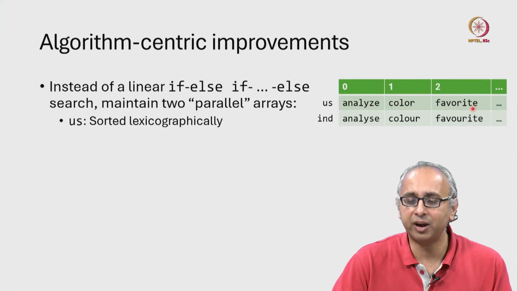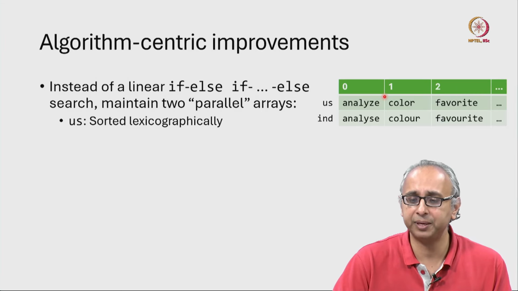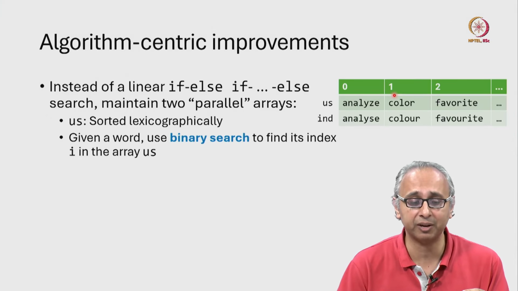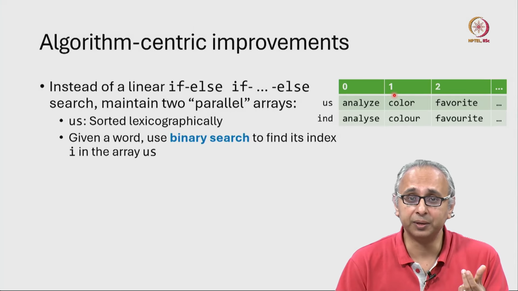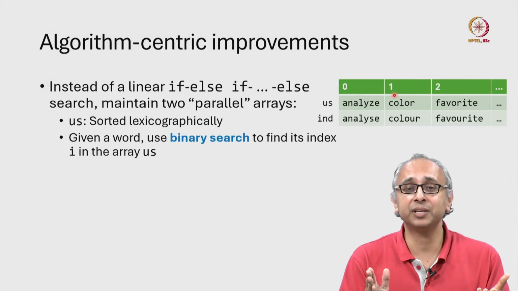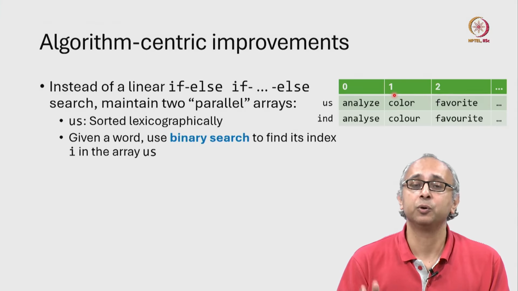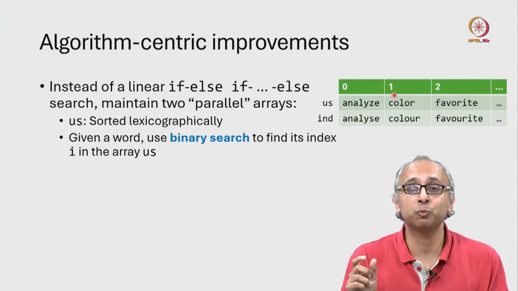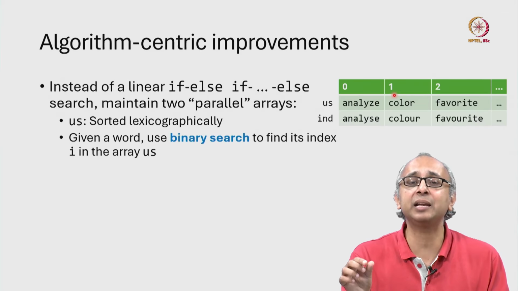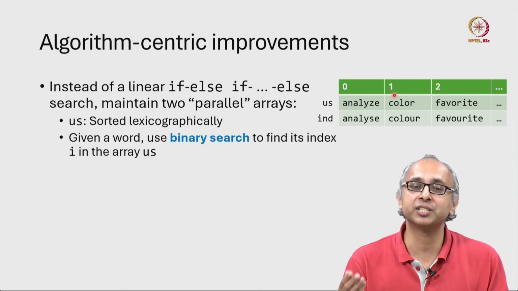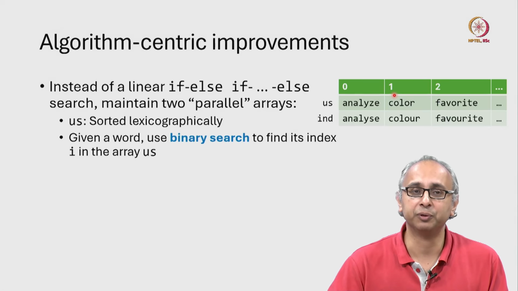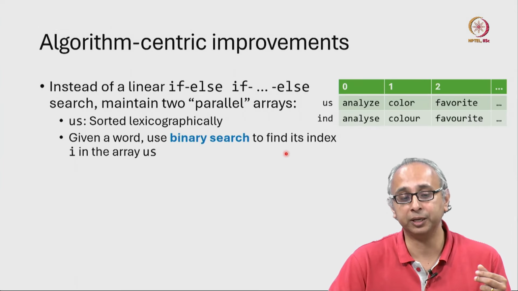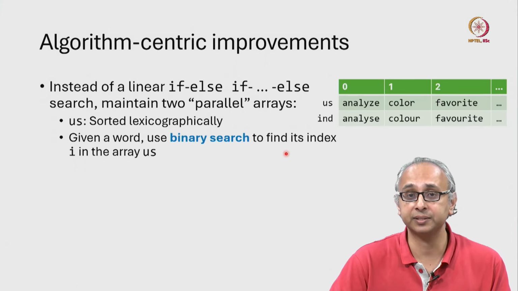So let us say we have our arrays. These are the indices up here. And what we can do now, since it is sorted lexicographically, when somebody gives us a word, we can use binary search instead of linear search. We can jump to the middle. Our strcmp function will tell us if that word is exactly what we're looking for, or if we should search to the left or to the right. And that will find us the index of that particular word in the array US.